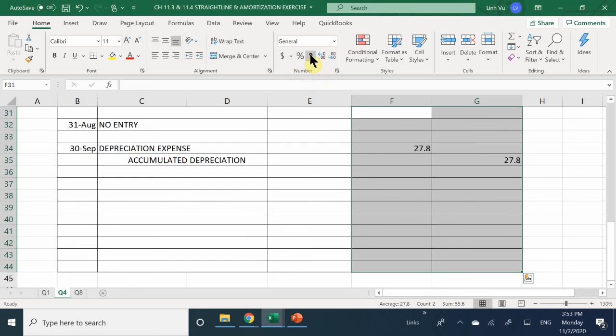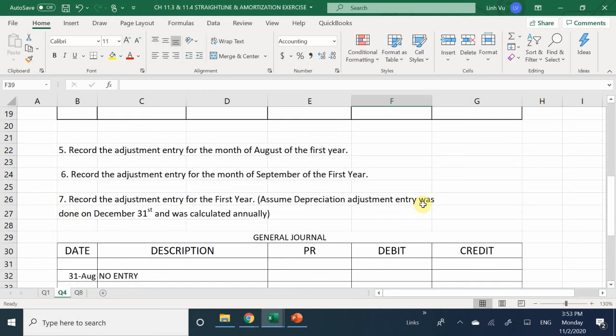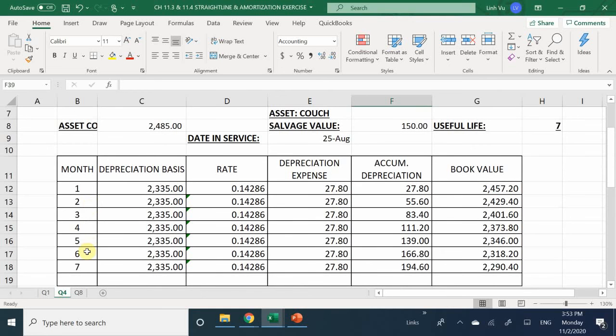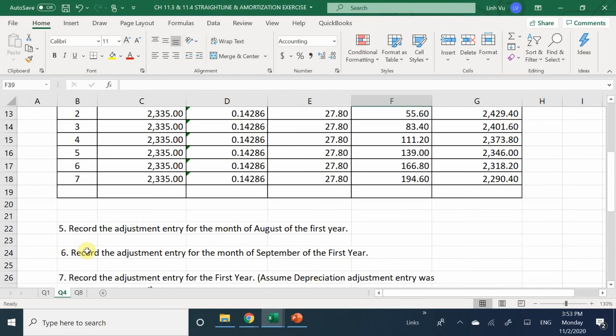Okay, let me go ahead and do that. So question number 7 says, record the adjustment entry for the first year, assuming that depreciation adjustment entries were done on December 31st and calculated annually. Okay, so now that we've solved for this, if this is a breakdown for every single month, and we're starting to depreciate in September, what happens when we reach December?